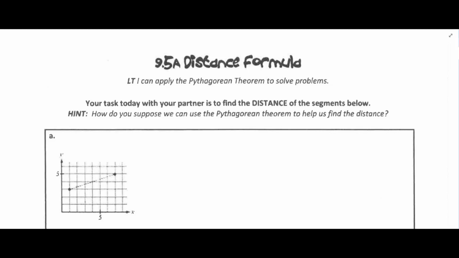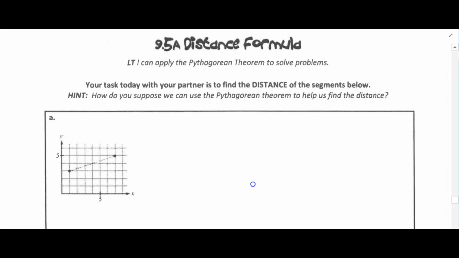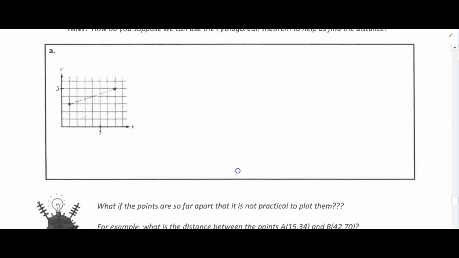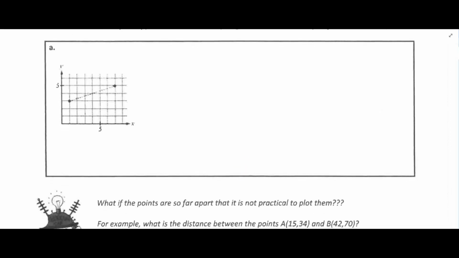In this video, we're going to continue with Chapter 9, the Pythagorean Theorem, and we're going to be discussing the distance formula. So let's take a look at this segment here, and we want to try and find the length of it. And really what we're going to do is just use things that we've already used in the past, namely the Pythagorean Theorem.